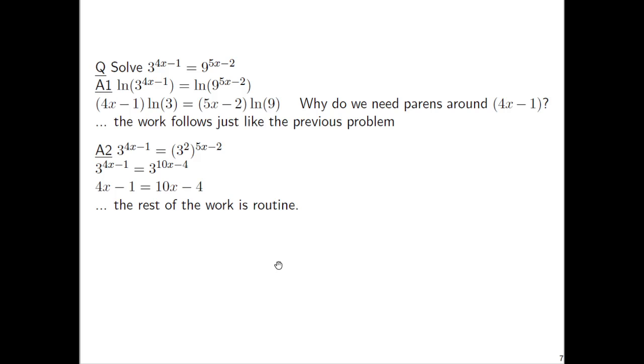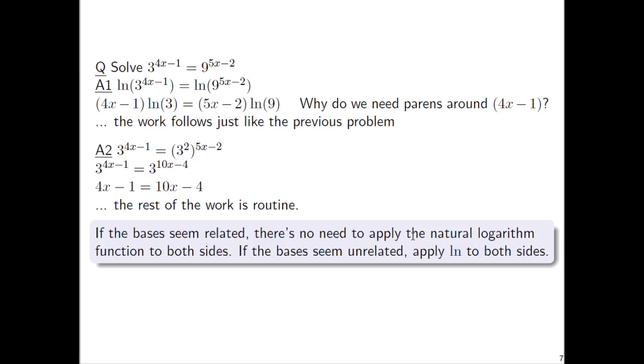We don't always get to do it the second way, but we're lucky because with 3 and 9, well, we can write 9 as 3 to the second. So if the bases seem related, there's no need to apply the logarithm to both sides. There's no need to apply the natural logarithm function to both sides. That method would work, it's just more time consuming. Think of it like a bigger hammer, and you have that tool available if you need it. And when should you use it? When you have to. If the bases seem unrelated, apply ln to both sides.